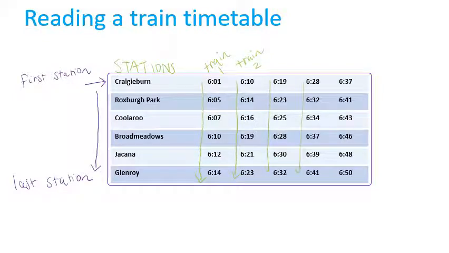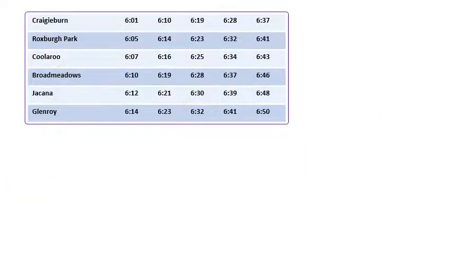If I'm looking at the stations, so for instance, if I'm looking at Coolaroo here, the first train is at 6:07, the next train 6:16, the next one 6:15, 6:34, 6:43. So you read across for the stations. Let's see if we can answer some questions about this timetable.